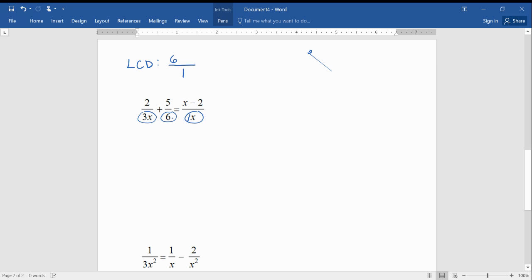Now, two of these fractions have an x. One of them does not. In order for them to all match, they would all three need an x. So your LCD is going to be 6x over 1. And what we decided to do was multiply every single term by the LCD over 1. Every single term. So this is where we wrote all of this out. And it's going to make it look complicated, but it is going to actually all work out to be pretty nice here in a second.